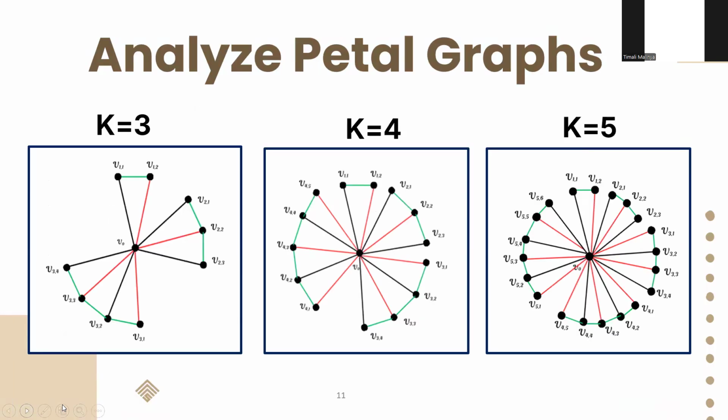Let's analyze the petal graphs. I verified this result for specific values of k: for k equal to 3, 4 and 5. As shown here, the coloring scheme works correctly in all cases and 3 colors suffice regardless of how many petals. This visual confirms the general proof.